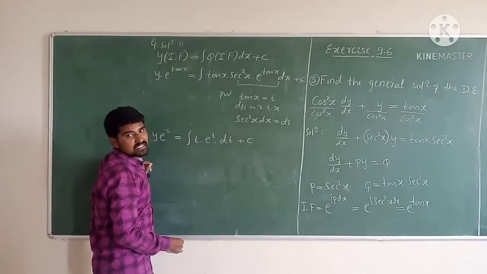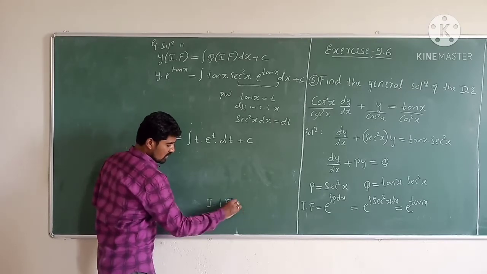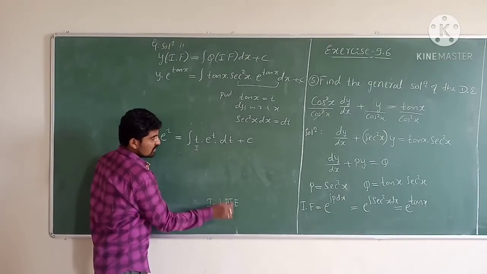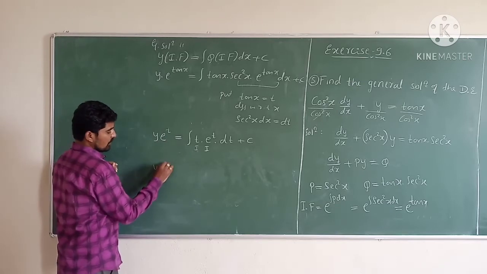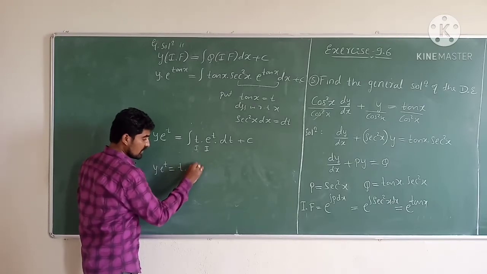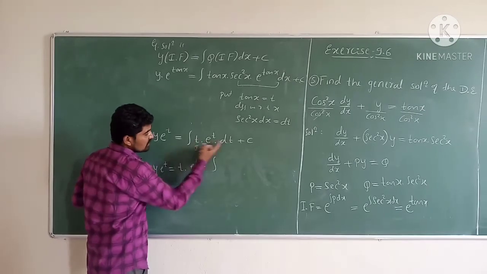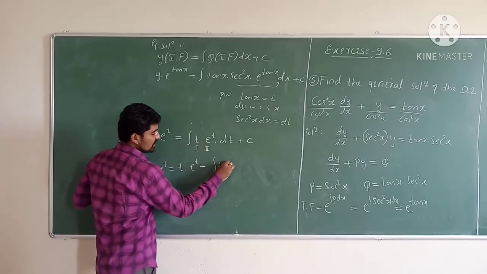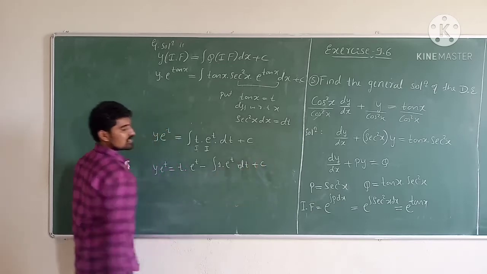Now the integration of t into e power t is to be solved using the integration by parts method. So by applying the ILATE rule, the first function is t and the second function is the exponential function e power t. So y into e power t is equal to the first function t as it is, times the integration of e power t, which is e power t, minus the integration of the differentiation of the first function t with respect to t, which is 1, into the integration of the second function e power t, which is e power t, into dt, plus the integral constant c.